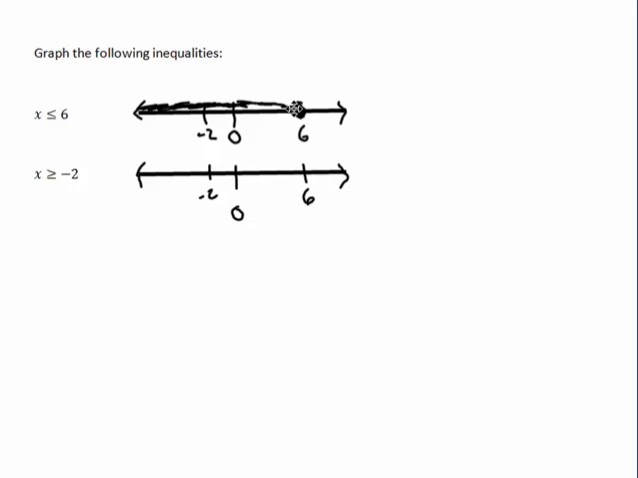All right. And for the second one, we have x is greater than or equal to -2. So here we have a closed circle at -2. And we shade to the right. That goes on forever there. Okay, just to refresh on all those inequalities that we know.